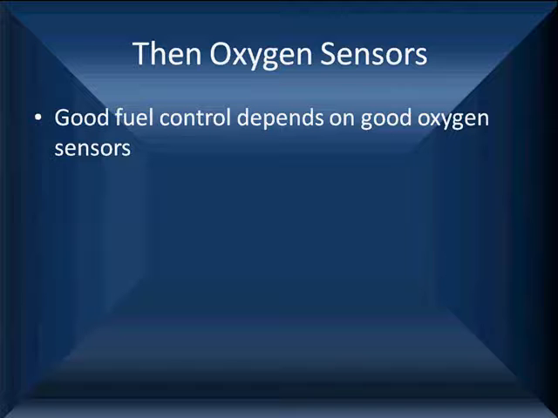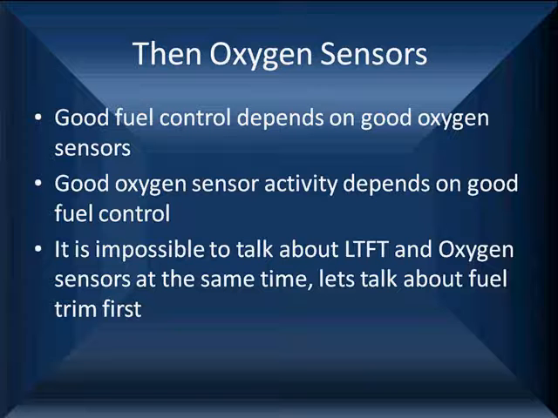Good fuel control depends on good oxygen sensors. Good fuel trim depends on good oxygen sensors. They're an important part of this. Good oxygen sensor activity depends on good fuel control. The oxygen sensors can look stuck full rich if we have a full rich mixture. Now, it's impossible to talk about long-term and short-term fuel trim and oxygen sensors at the same time. So let's talk about fuel trim first, then go look at the oxygen sensors.